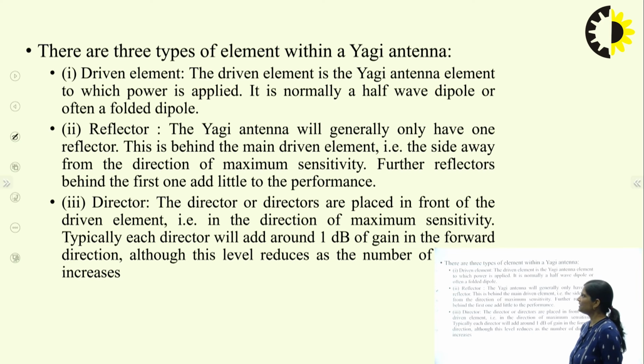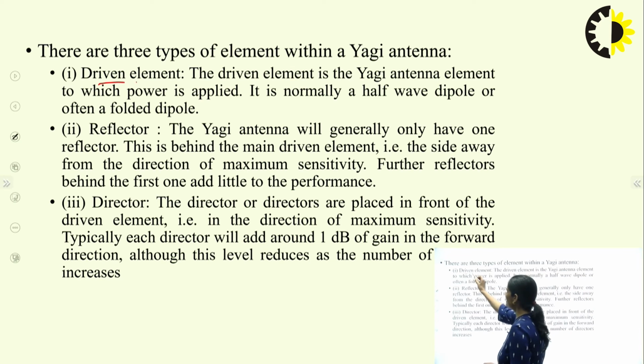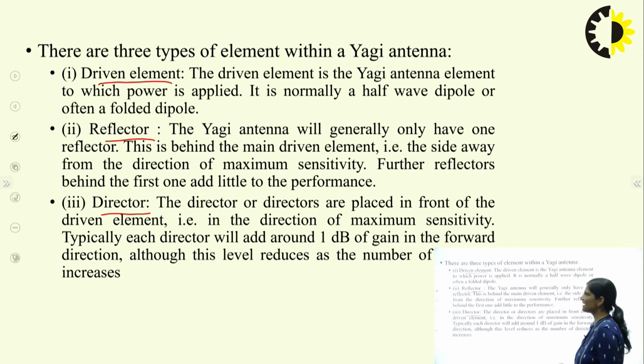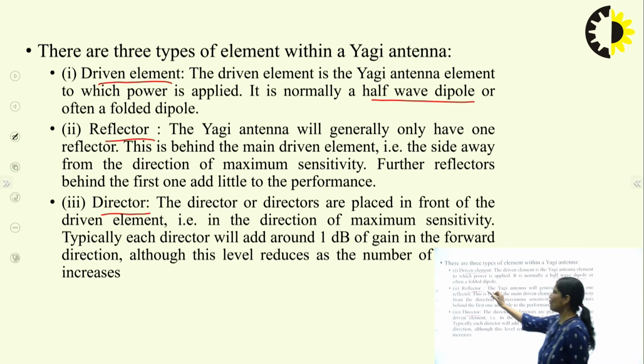So there are three types of elements within a Yagi-Uda antenna. The first one is the driven element, the second is the reflector, and the third one is the director. First is the driven element. The driven element is the Yagi antenna element to which the power is applied. It is normally a half wave dipole, or you can say a folded dipole.